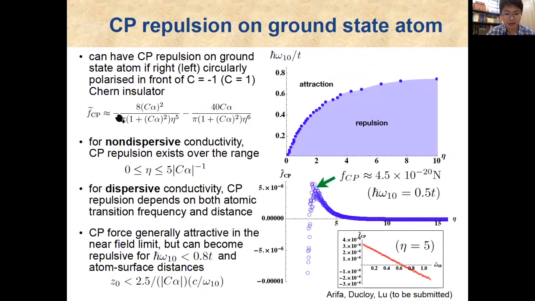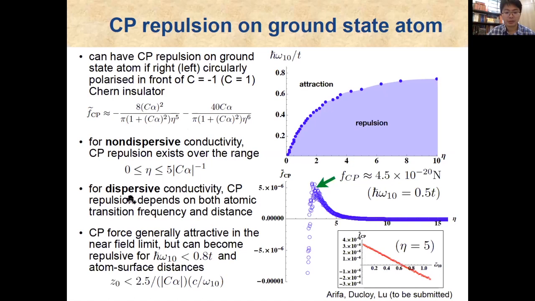So from this formula, we can see that there is repulsion when eta is less than 5 over C alpha, where alpha is the fine structure constant. And in physical units, when the transition frequency is 2 electron volts, this distance corresponds to 34 microns.